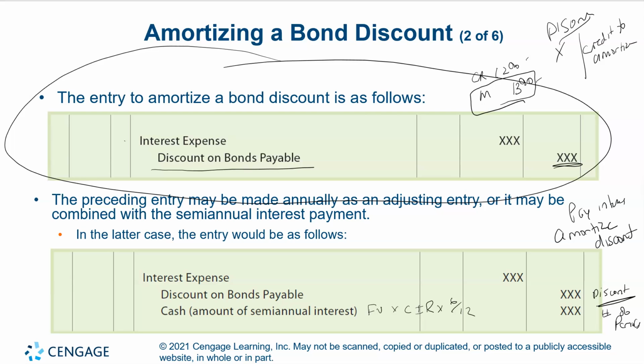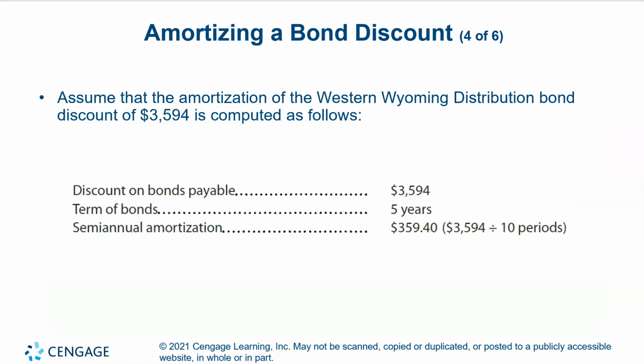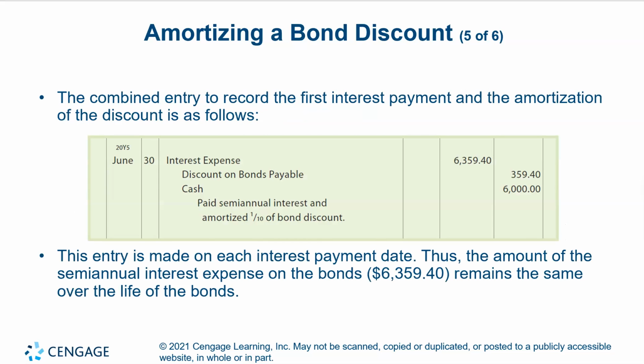All right, let's put it into some numbers so that we can see this. Assume that the amortization of the Western Wyoming distribution bond discount of $3,594 is computed as follows. So the total discount and the term of the bonds is 5 years. So we're going to say the discount divided by 10 periods because it's a 5-year bond. So we pay interest twice a year. So 5 times 2 is 10. And so our semi-annual amortization is $359.40. All right, so here's what it looks like. Cash, which is going to be, remember, face value times contract interest rate times 1/2 or 6/12. That equals $6 million. Discount on bonds payable, we credit it because we're reducing it. And then interest expense is equal to these two numbers added together.